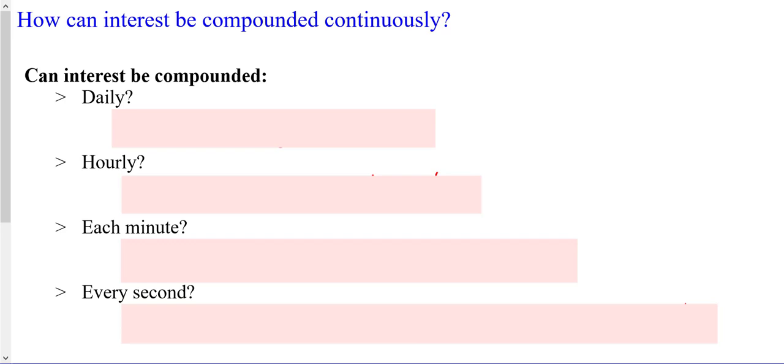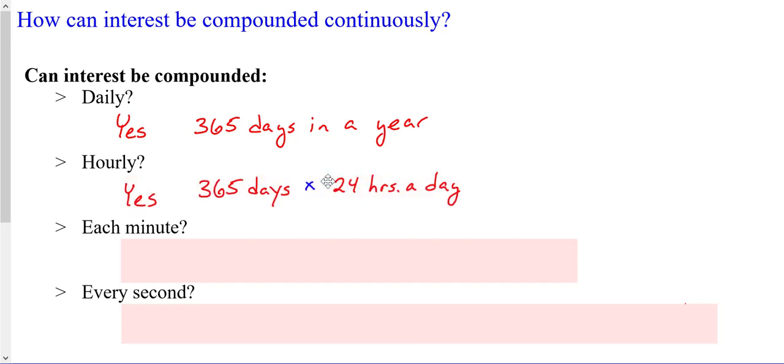So ask yourself, can interest be compounded daily? Yes, we know from previously that that would be 365 days a year. So every day you would compound your interest. Well, what about hourly? Is that a set time frame? Well, yes. If we take 365 times 24 hours a day, that will give us a compounding amount of 8,760 hours.